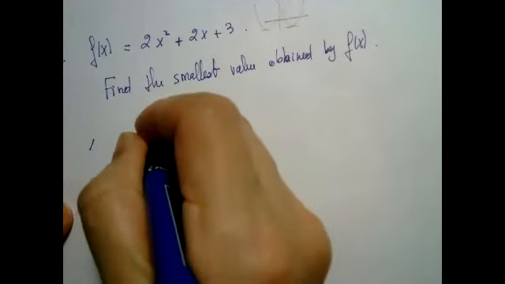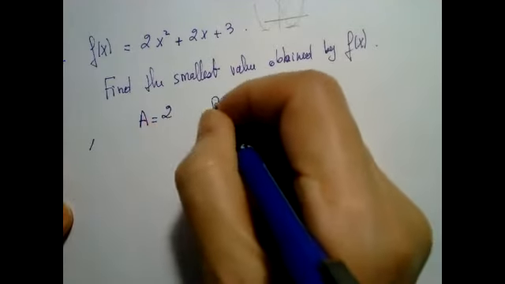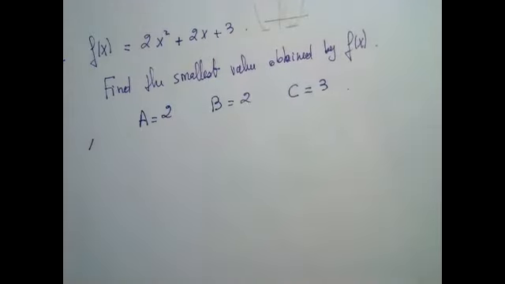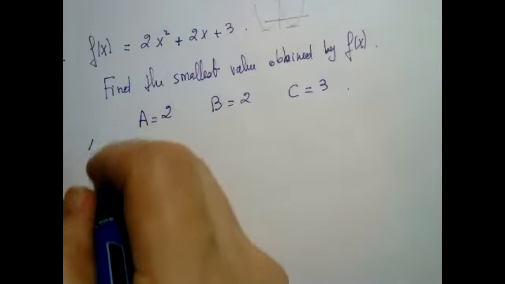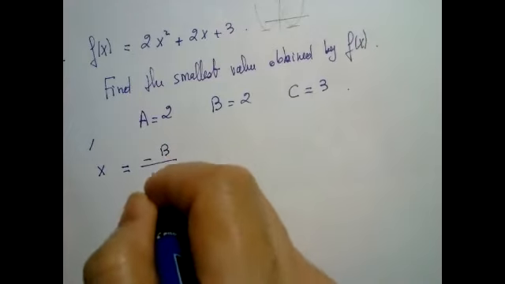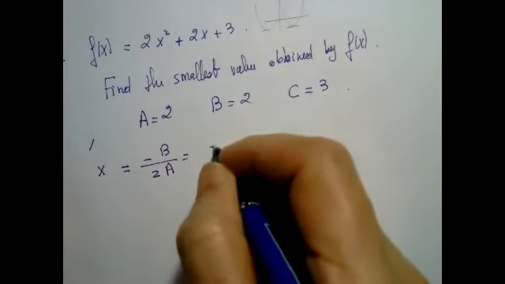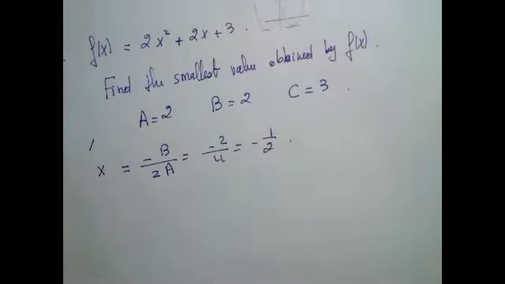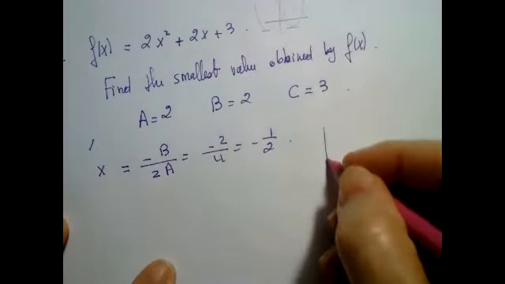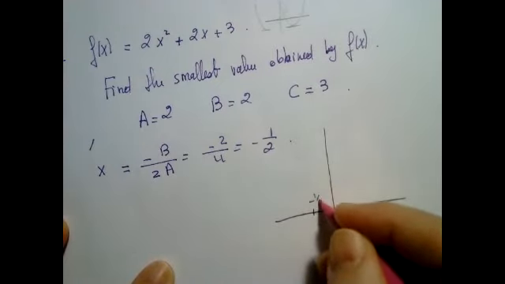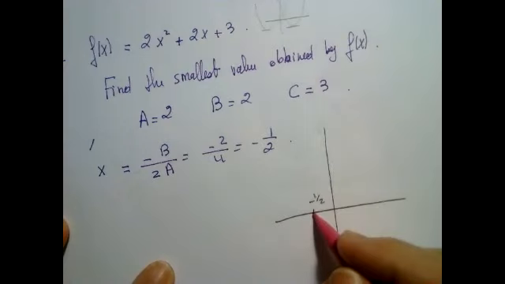So let's find the x coordinate. At first, I identify my a, it's a 2. My b is a 2. And my c is a 3. So the x coordinate is easy. The x coordinate is -b over 2a. It means -2 over 4, which is minus a half. So already I know that's my parabola, that's my graph, and this is minus a half here. I know that's the x coordinate of the vertex.